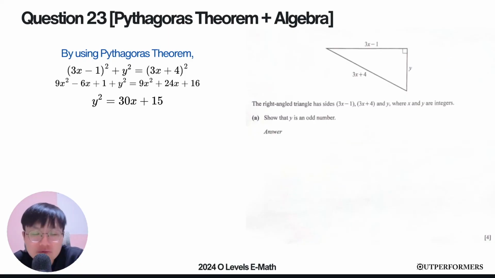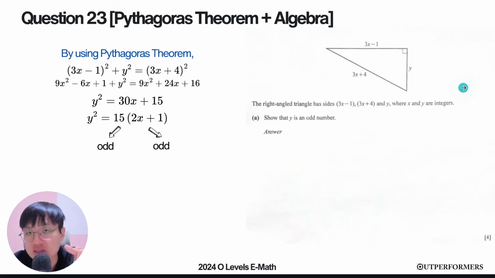And one very good thing you can do is to factorize. I'll be able to factorize it to 15 times (2x plus 1). And you may be wondering, why do we even need to do this? Why do I need to factorize and see these two? Because there are some terms where you can see exactly whether they are odd or even. In this case, 15 is an odd number. In 2x plus 1, 2x itself is always an even number. 2 times any number is always even. So whenever I add a 1, it changes it to odd.